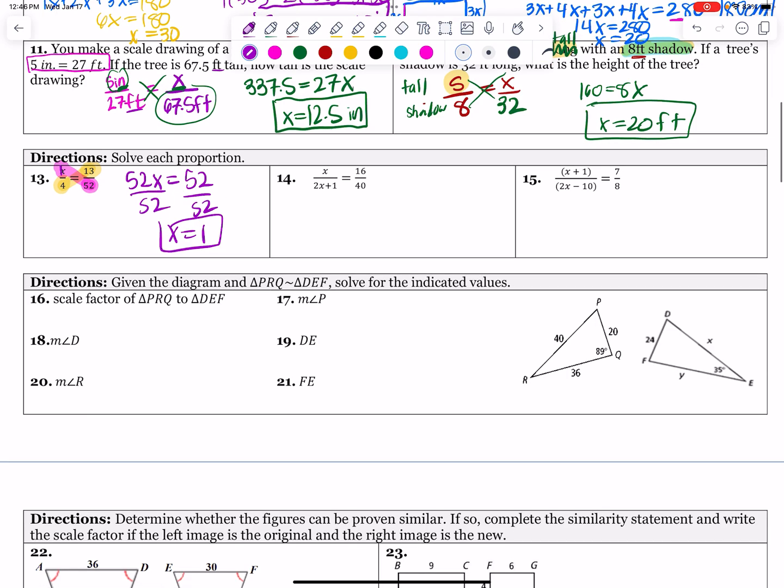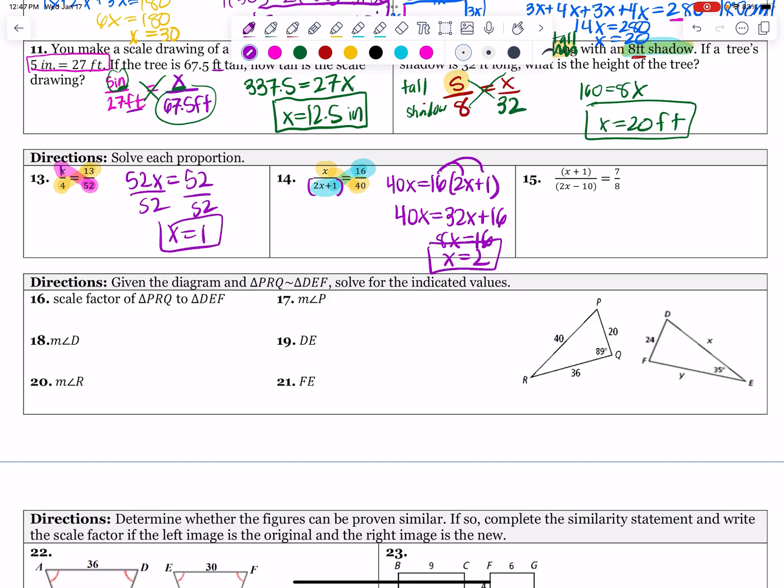Okay, so again, we're just going to keep cross multiplying, but on this problem, we're going to have a variable on each side. And so what happens when I cross multiply is I like to put this 2x plus 1 in parentheses because that reminds me that I need to distribute the 16 both to the 2x and to the 1. And so I'm going to distribute, and I get 40x equals 32x plus 16. I get 8x equals 16, and x equals 2.